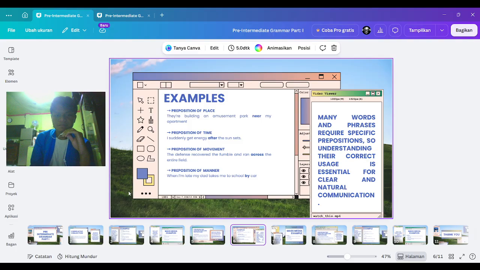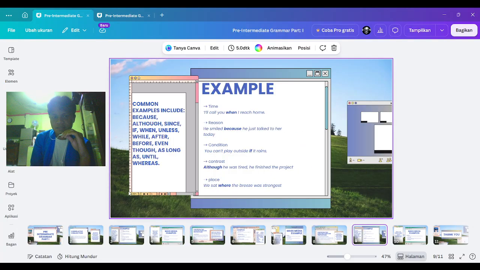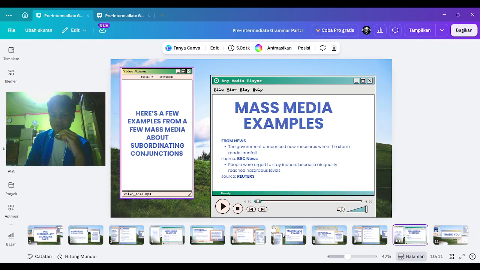Here are a few examples. Well, just as I said before, the common examples include because, although, since, if, when, unless, while, after, before, even though, as long as, until, whereas. So here's the time sentence. I'll call you when I reach home. Reason, he smiled because he just talked to her today. Condition, you can't play outside if it rains. Contrast, although he was tired, he finished the project. The last one is place. We sat where the breeze was strongest.